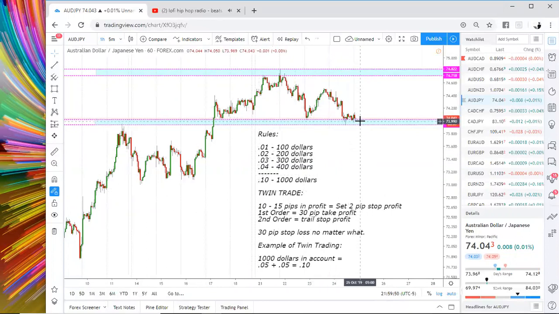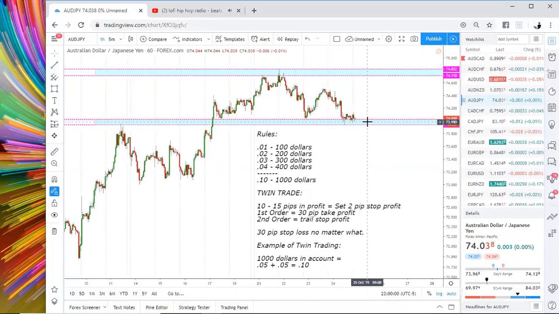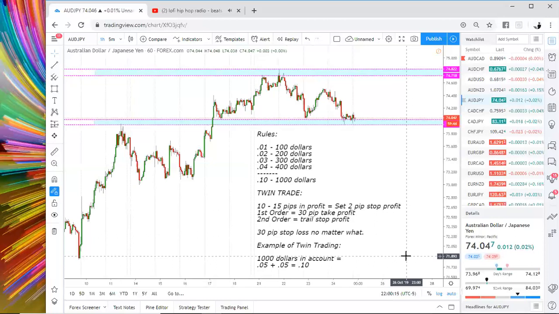So for the twin trade aspect, I always like to break it down like this. When you take a position, you take 2 positions. So if it breaks the floor and becomes a ceiling, you take a sell position and you also take an additional sell position. So you're taking 2 positions. 30 pip stop loss and 30 pip take profit on one order. And on the second order, you don't put a take profit. You simply let the trade happen and let the trend take it.